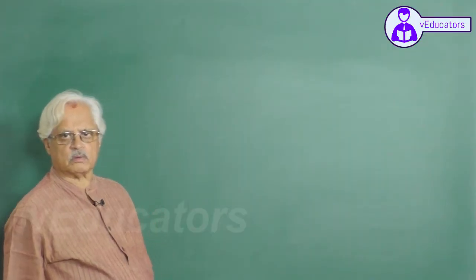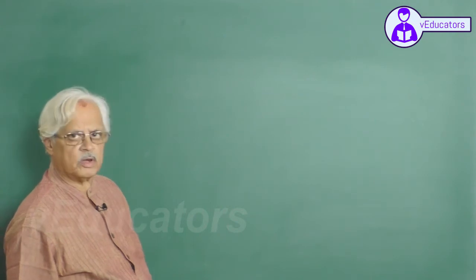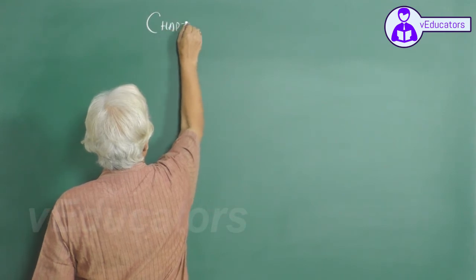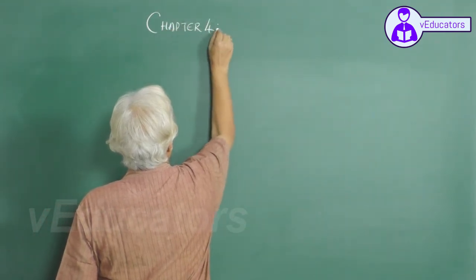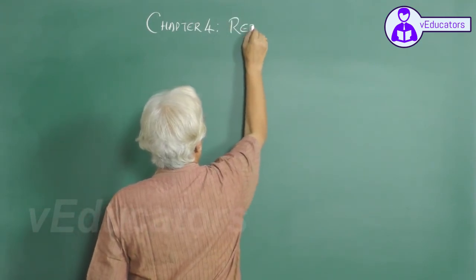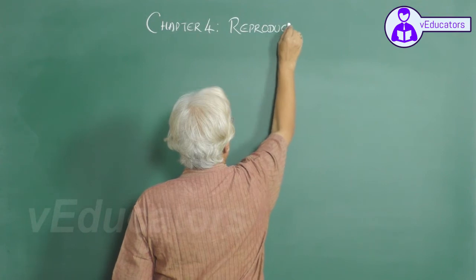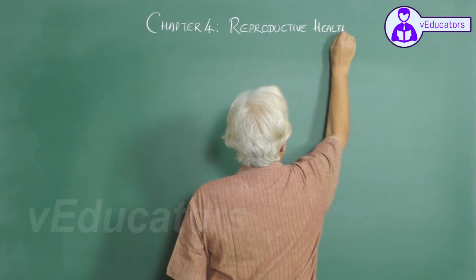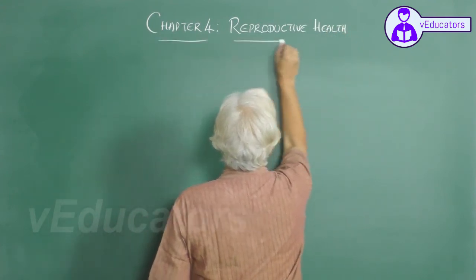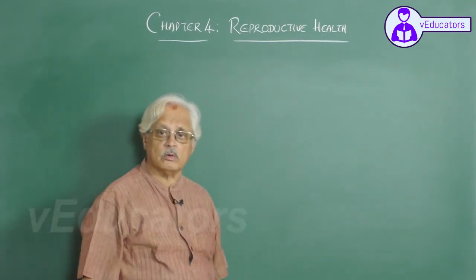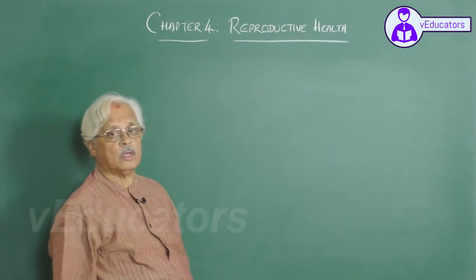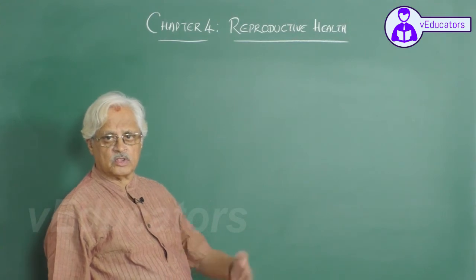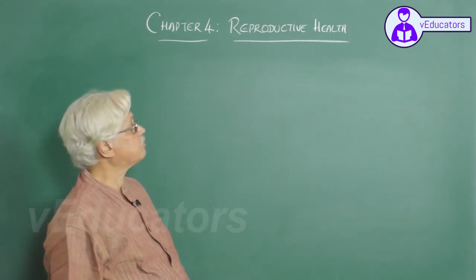The fourth chapter in this unit is on reproductive health. So in this chapter we are going to discuss some of the problems associated with reproduction in humans and the solutions for such problems.